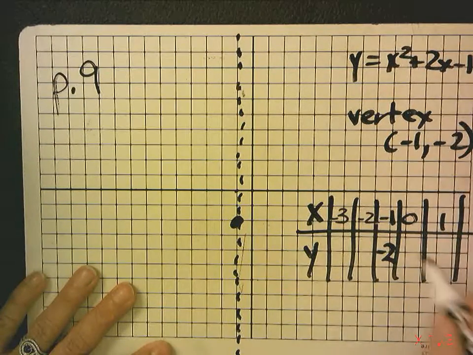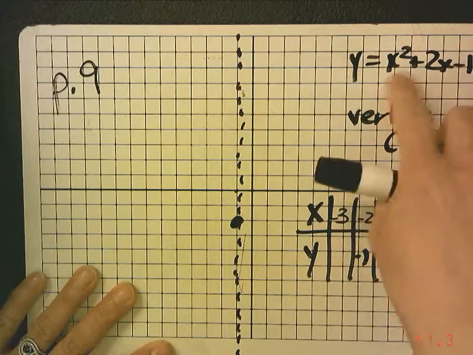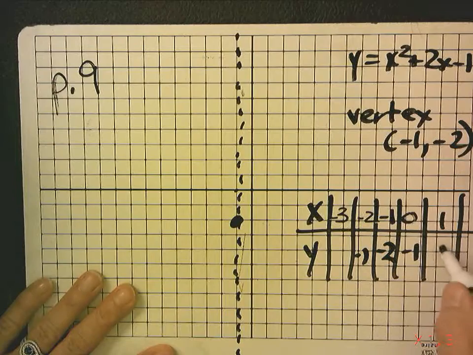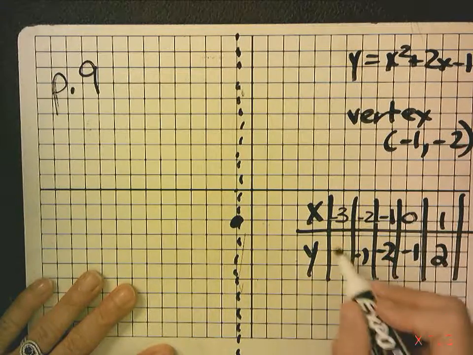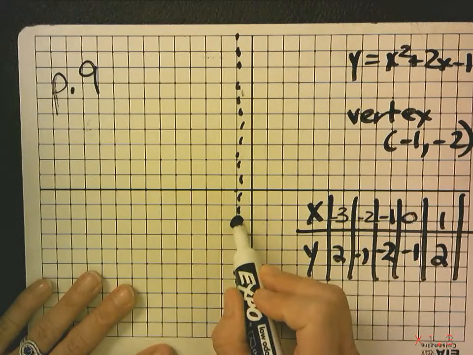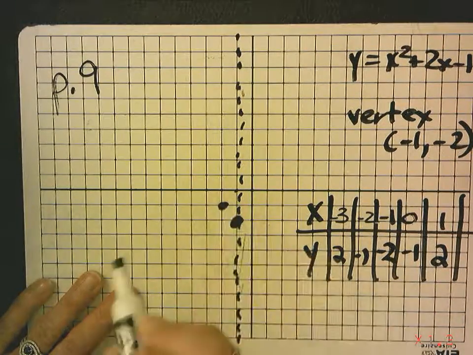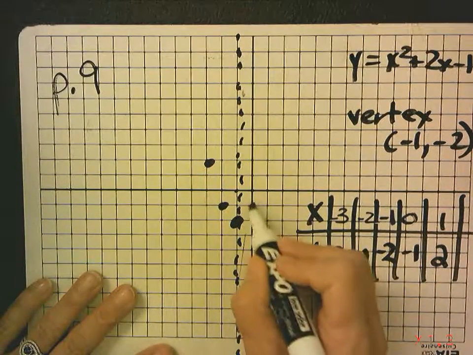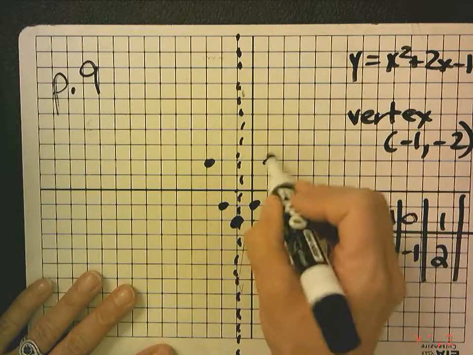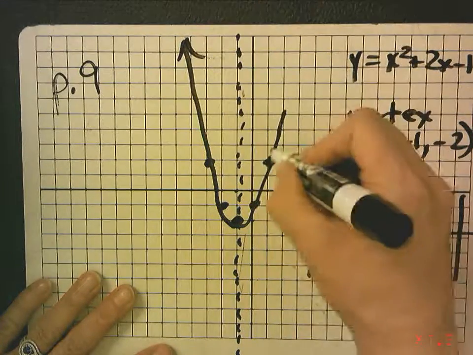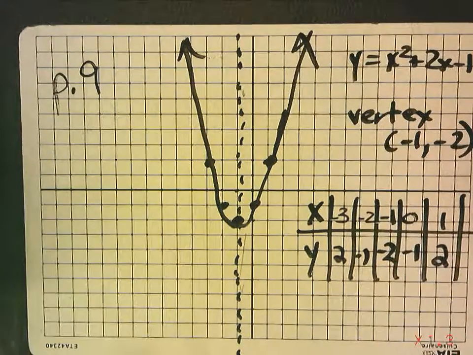And if I plug in 0, this is negative 1. If I plug in 1, 1 squared plus 2 is 3. 3 minus 1 is 2. So I'm going to plot these points. This is negative 1, negative 2, negative 2, negative 1, negative 3, 2. And I can do 0, negative 1, and 1, 2. And here is my parabola.